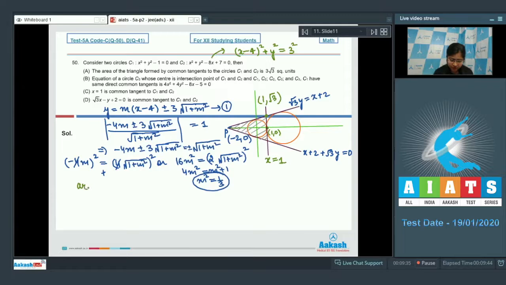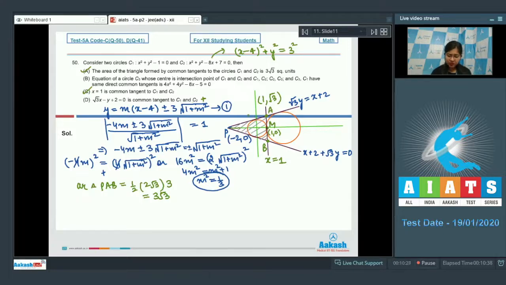So area of triangle PAB is equal to half into base, that is AB, that is 2 root 3, into PM, that is 1 plus 2, that is 3. So this is 3 root 3 square units. So this option is correct. Now option number C says that x equal to 1 is common tangent. That is also correct. Option number D says that root 3x plus 2 equal to y is a common tangent. Not correct.